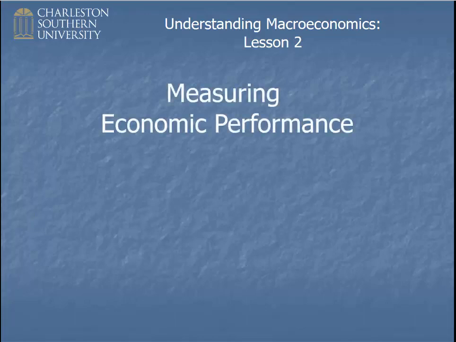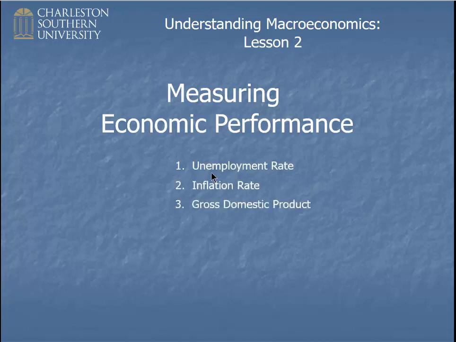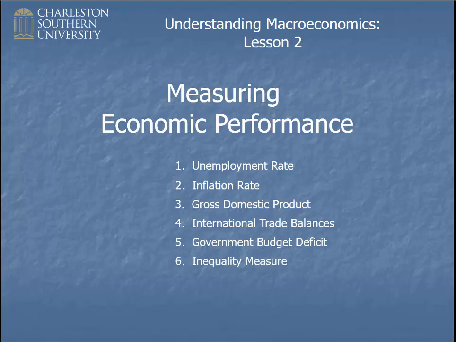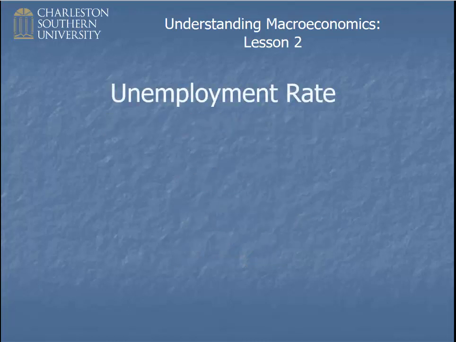This is when we start the measuring of economic performance. So in the next few lessons we're going to measure six of these: the unemployment rate, the inflation rate, gross domestic product or GDP, international trade balances, and there are several of those, the government budget deficit, which is fun to do but really depressing, and inequality measure, which is the most common one, is the Lorenz curve. So in this lesson we're doing the unemployment rate, and then the others will follow.